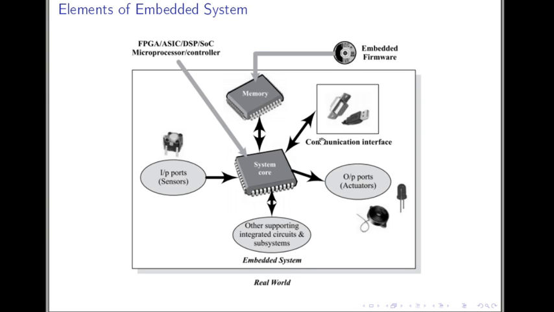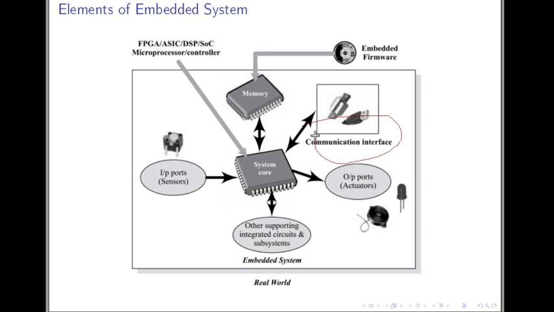So what are the main elements of an embedded system? Every embedded system has a few main elements. There is a processor, which can be an FPGA, ASIC (application specific IC), microprocessor, microcontroller, system on chip, or even a DSP chip. Then on this chip we have some memory in which we load embedded firmware to control and program it.